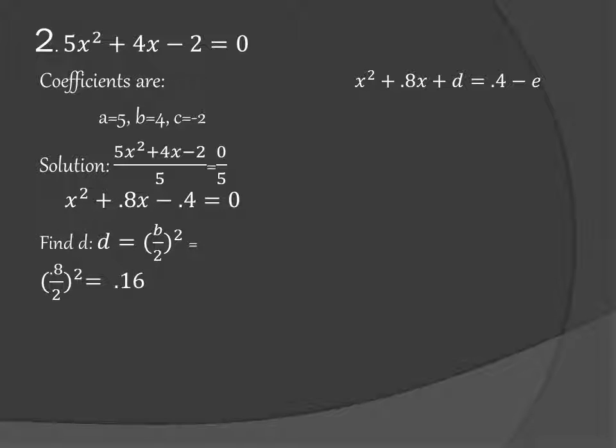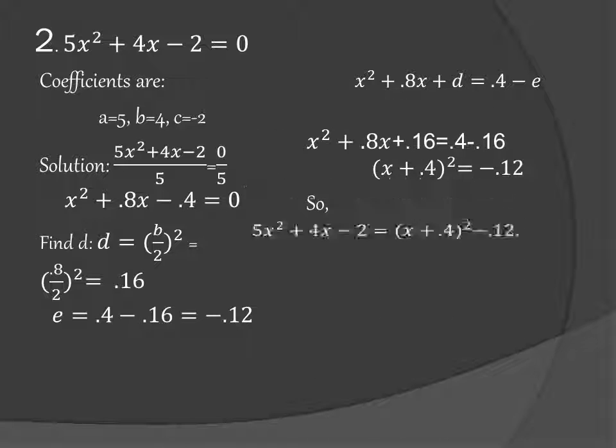Since d is equal to b over 2 squared and the value of our b now is 28, d is equal to 28 over 2 squared. So, d is equal to 16. And e is equal to c minus d. So, e is equal to 0.4 minus 0.16. So, the value of our e is negative 0.12. So, we have the equation now x squared plus 28x plus d equals 0.4 minus e. Now we just substitute our values of d and e.